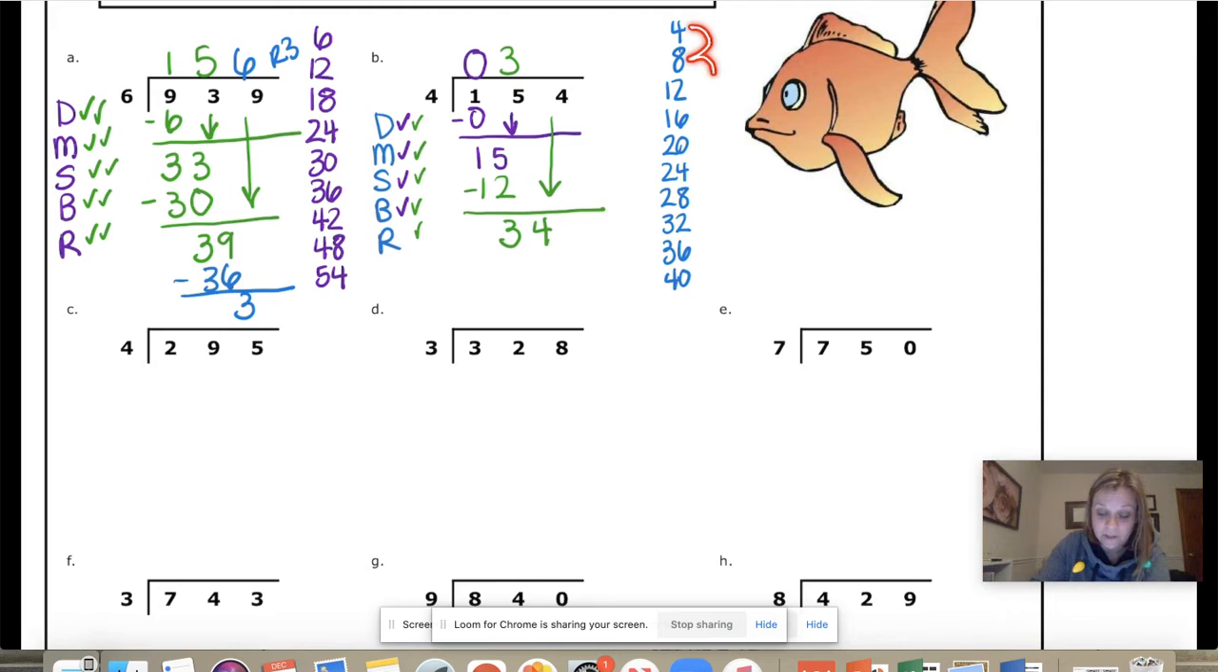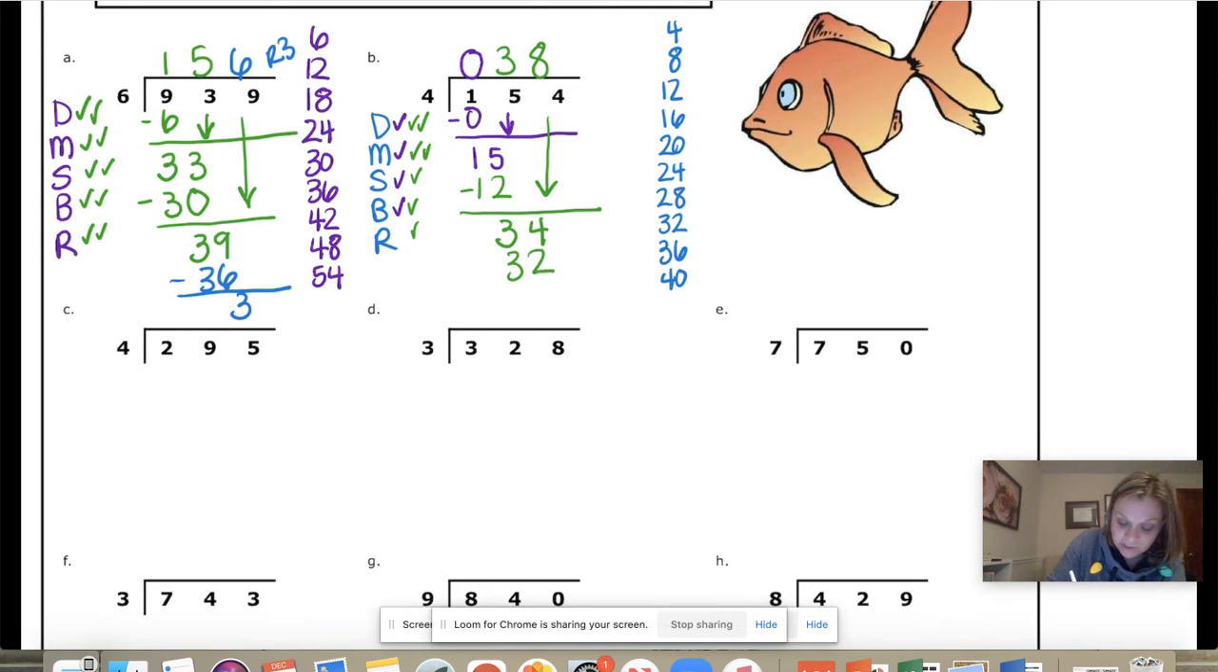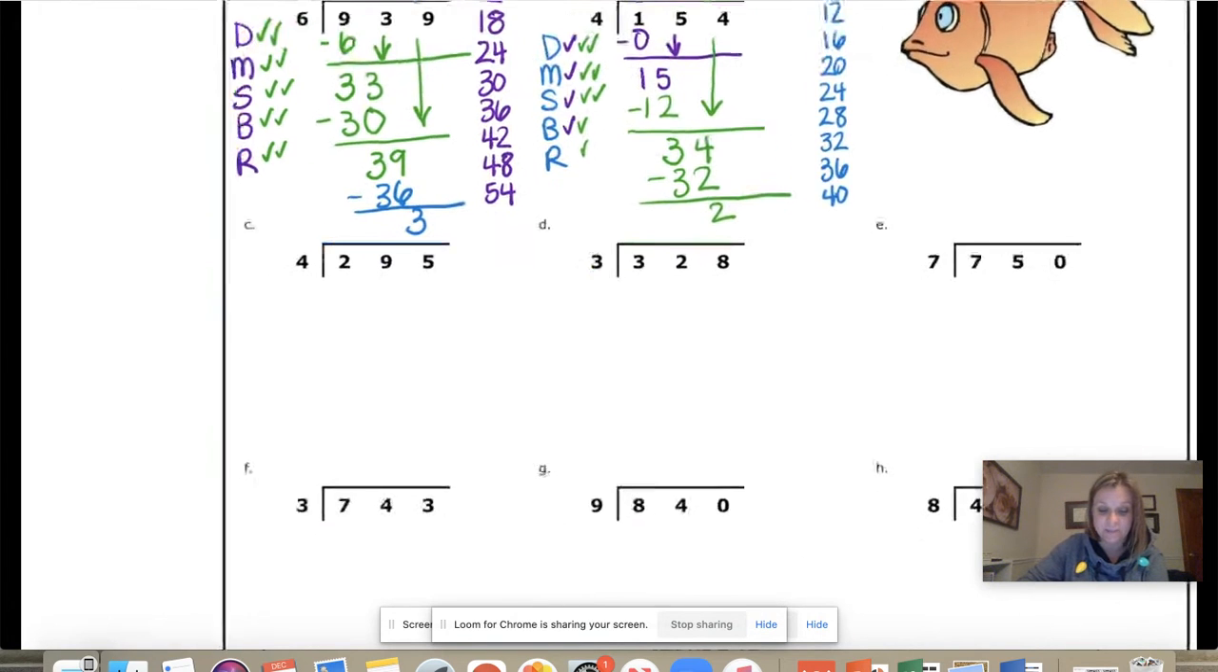1, 2, 3, 4, 5, 6, 7, 8. So 34 divided by 4 is 8. 4 times 8 is 32. Subtract. 2. Is there anything to bring down? Nope. Now what about 2? Can I take a group of 4 out of 2? I can't, so I know that I can stop there. 38, remainder 2. How'd you do? Did you get it right? Awesome. Let's go ahead and go on to the next one.